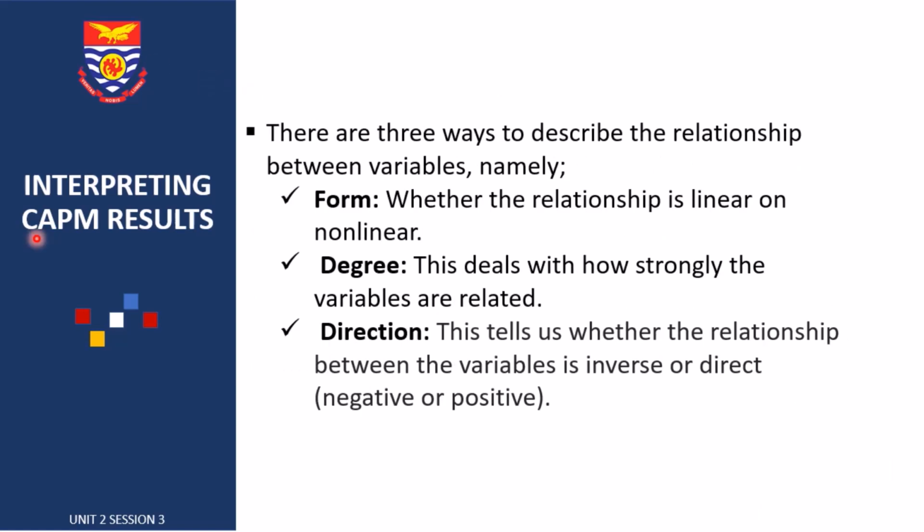So there are 3 ways to describe the relationship between variables, and these are form, degree and direction. By form, we are simply saying that we are measuring whether the relationship is linear or non-linear. By a linear relationship, we are simply establishing if a straight line can be used to describe the relationship between these variables. Sometimes we use a scatter plot, where we draw a straight line and see whether the data sets are formed or hover around the straight line.